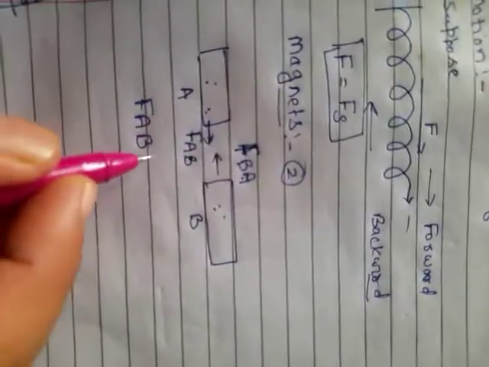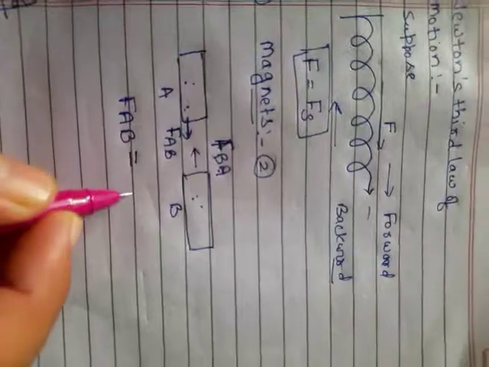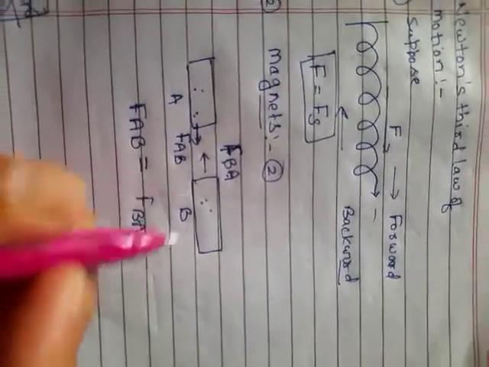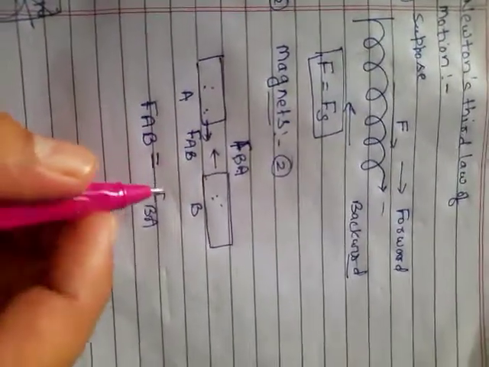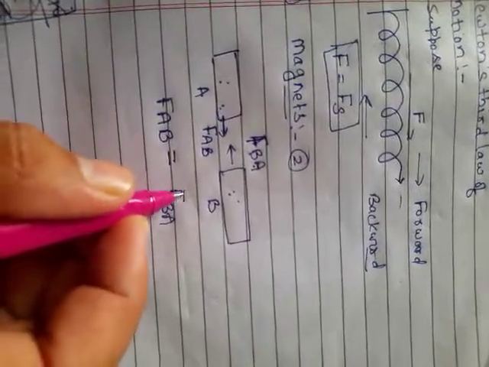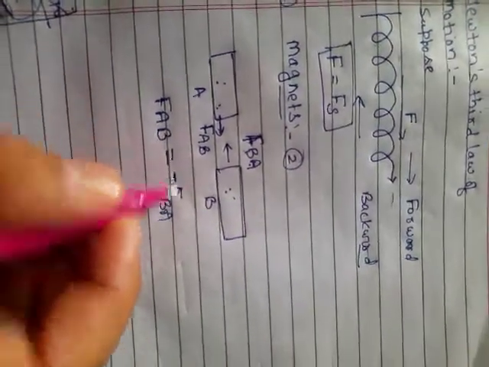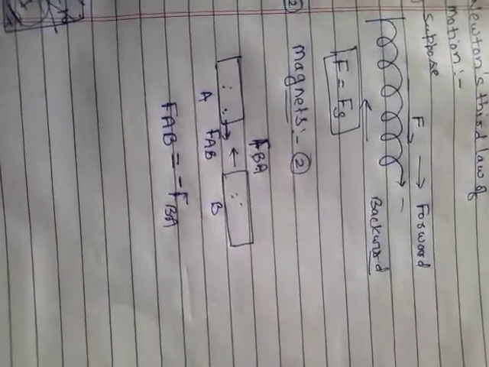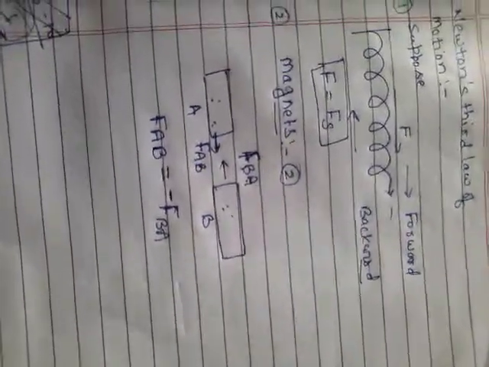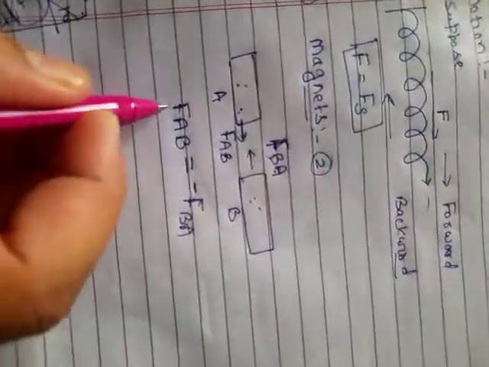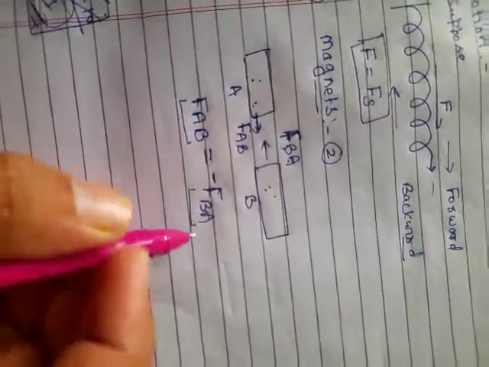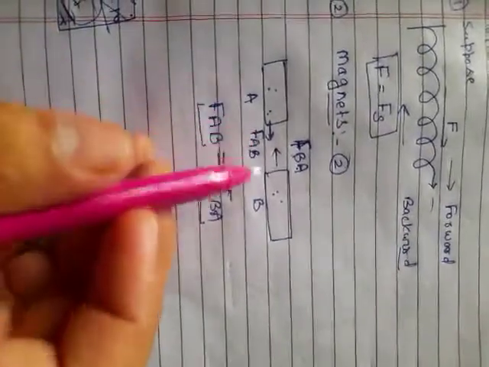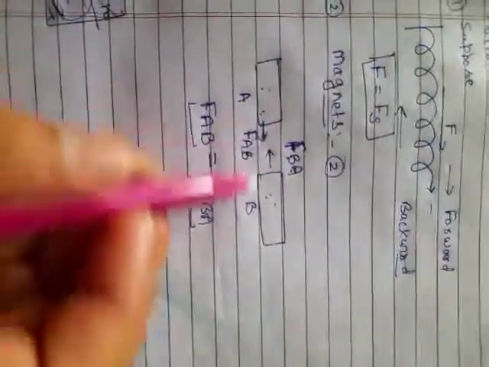You can see this force in the forward direction, that is FAB. And this force is in the reverse direction, that is FBA, but it is in reverse now. So we have to put a negative sign here. Okay or not? Okay. So we can say both forces are equal, but their directions are totally opposite.